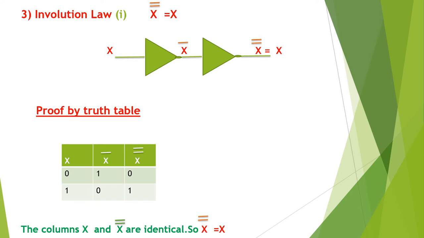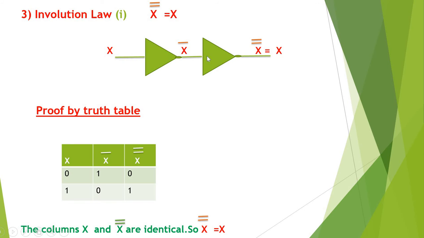First, involution law: x double bar is equal to x. For representing involution law, we need two NOT gates. Here the input is one and only one logical variable, that is x. For a NOT gate, how many inputs do we require? One input. This NOT gate accepts x as the input. If x is the input, what will be the output? X bar will be the output of this NOT gate.